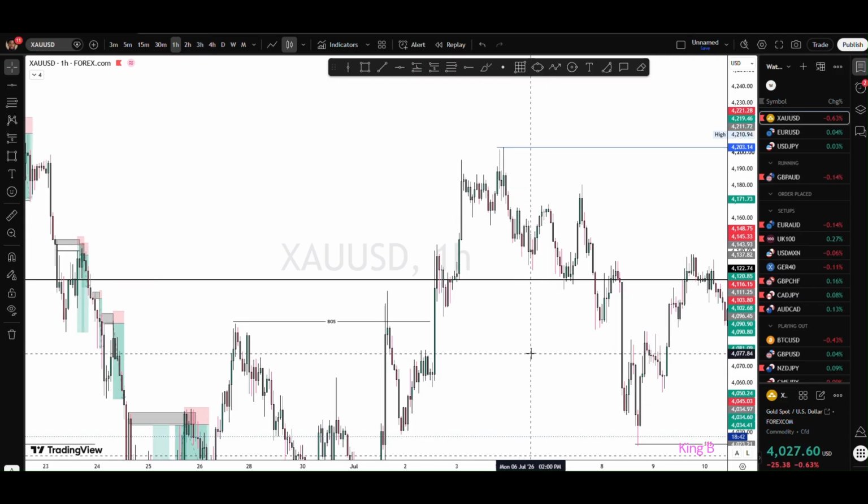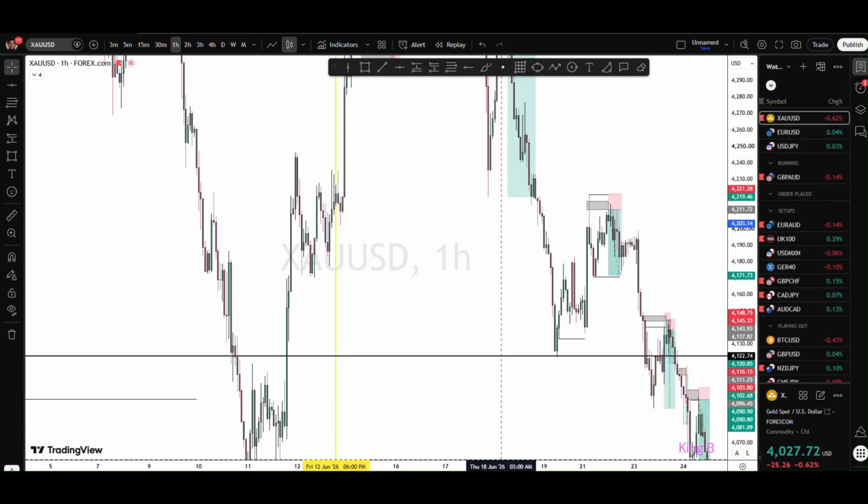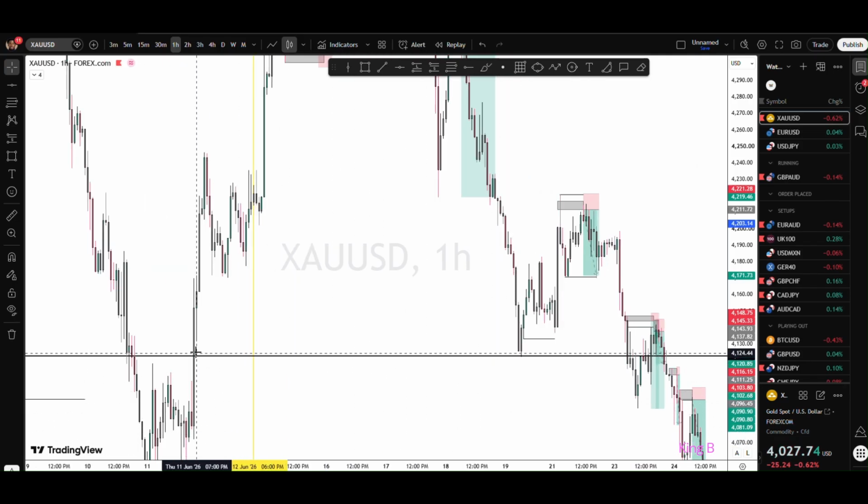Did it? Alright, this is it. So the market didn't actually hit or take anything. Okay, it was just reacting to this FVG. But there's an FVG here. The market tapped into it and then went bullish a little bit.